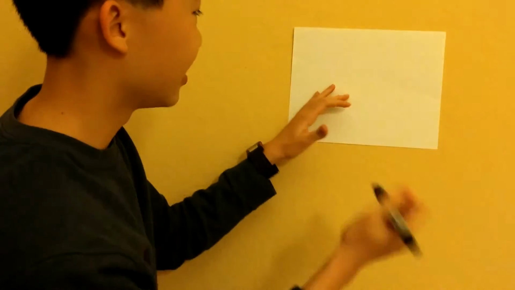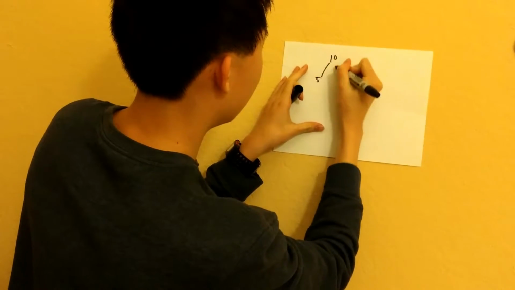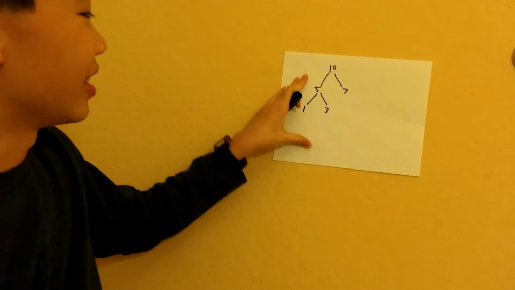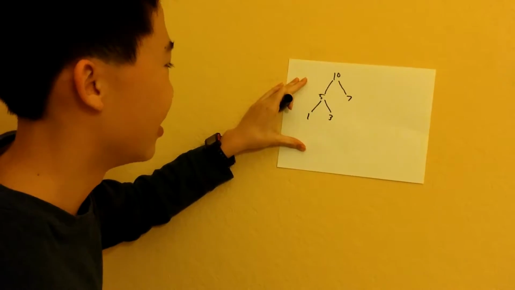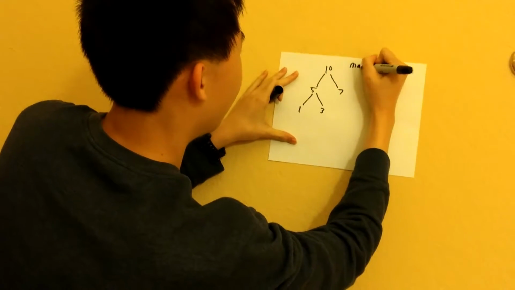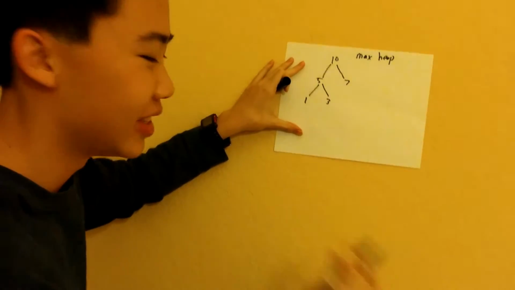So if you apply this property to every node in the tree, then you end up having the largest node at the root. And this is how it looks. Here's an example of a max heap. You can see that for all the nodes, the parent is greater than the children. Right? Max heap. And this is how it's implemented.